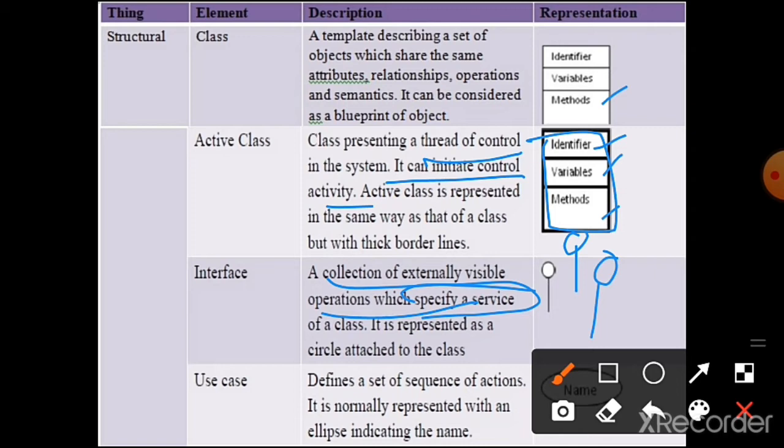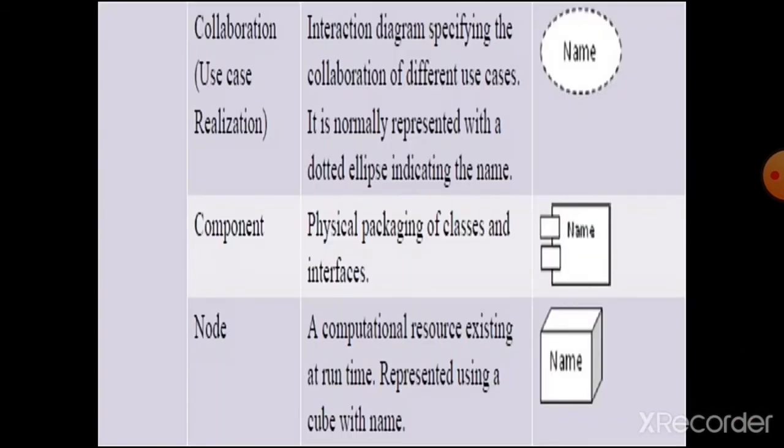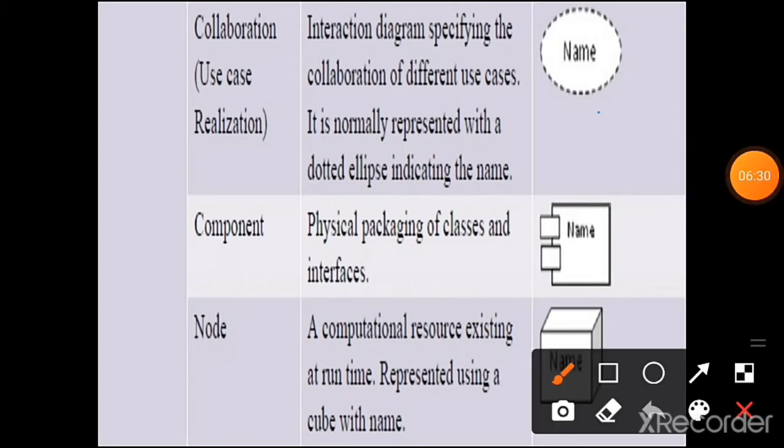The next one is use case. It defines a set of sequence of actions. So it is normally represented within an ellipse indicating the name. It indicates the name. So it specifies the sequence of actions. Then next one is use case realization or collaboration. Here the diagram specifies the collaboration of different use cases. So it is normally represented by a dotted ellipse indicating the name.